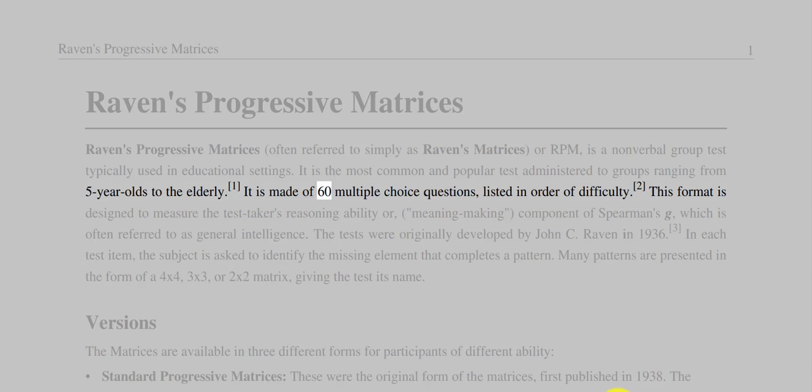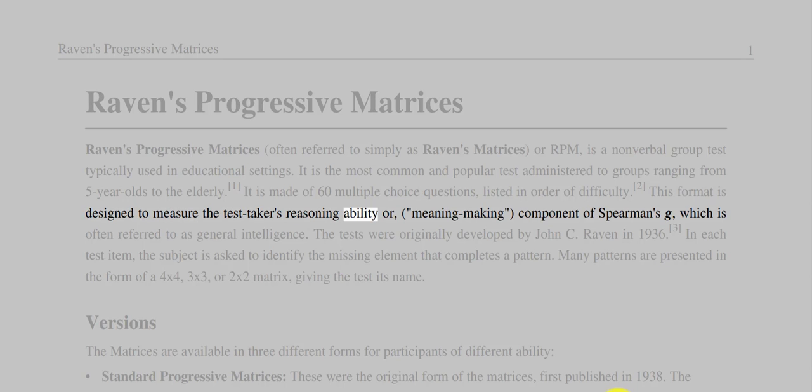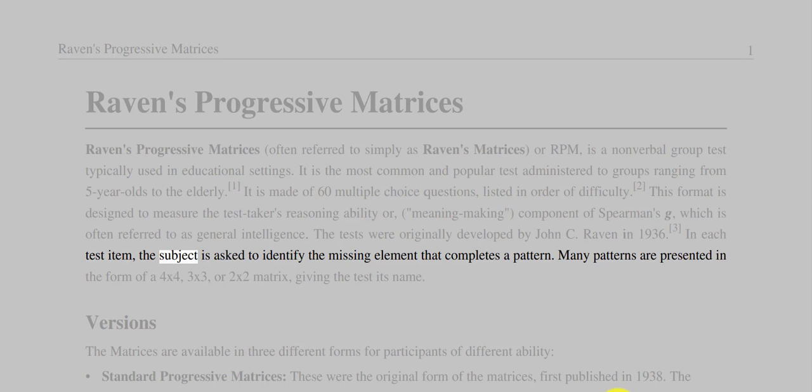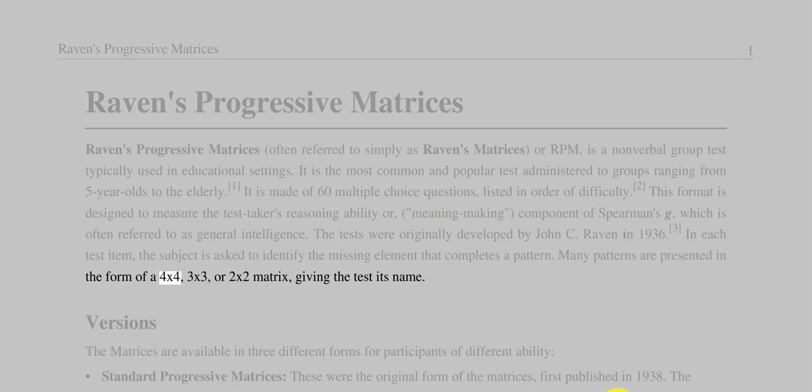It is made of 60 multiple-choice questions, listed in order of difficulty. This format is designed to measure the test taker's reasoning ability, or meaning-making component of Spearman's g, which is often referred to as general intelligence. The tests were originally developed by John C. Raven in 1936. In each test item, the subject is asked to identify the missing element that completes a pattern. Many patterns are presented in the form of a 4x4, 3x3, or 2x2 matrix, giving the test its name.